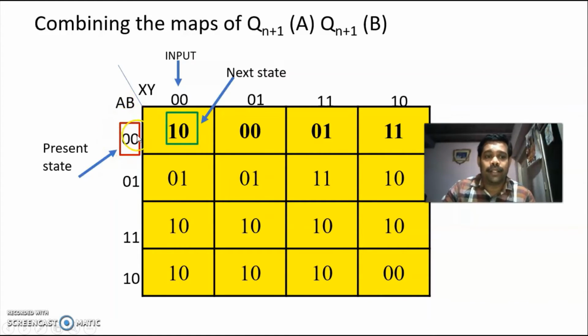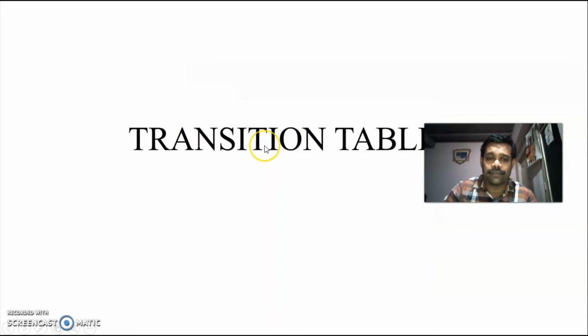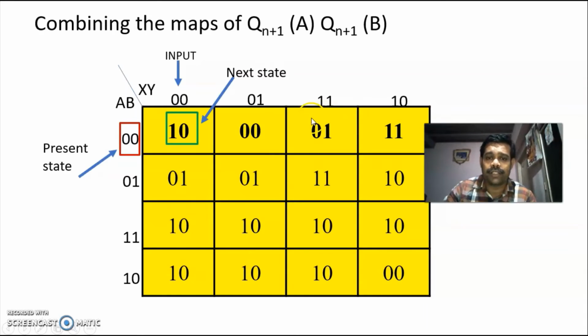So this is the present state. If you take 0 0 as the present state, AB present state, and you give the input 0 0, the next state is 1 0. Similarly, in the present state 0 0, giving the input 0 1, the next state is 0 0. In the present state 0 0, giving the input 1 1, it goes to the next state 0 1. Similarly, in the present state 0 0, giving the input 1 0, it goes to 1 1.